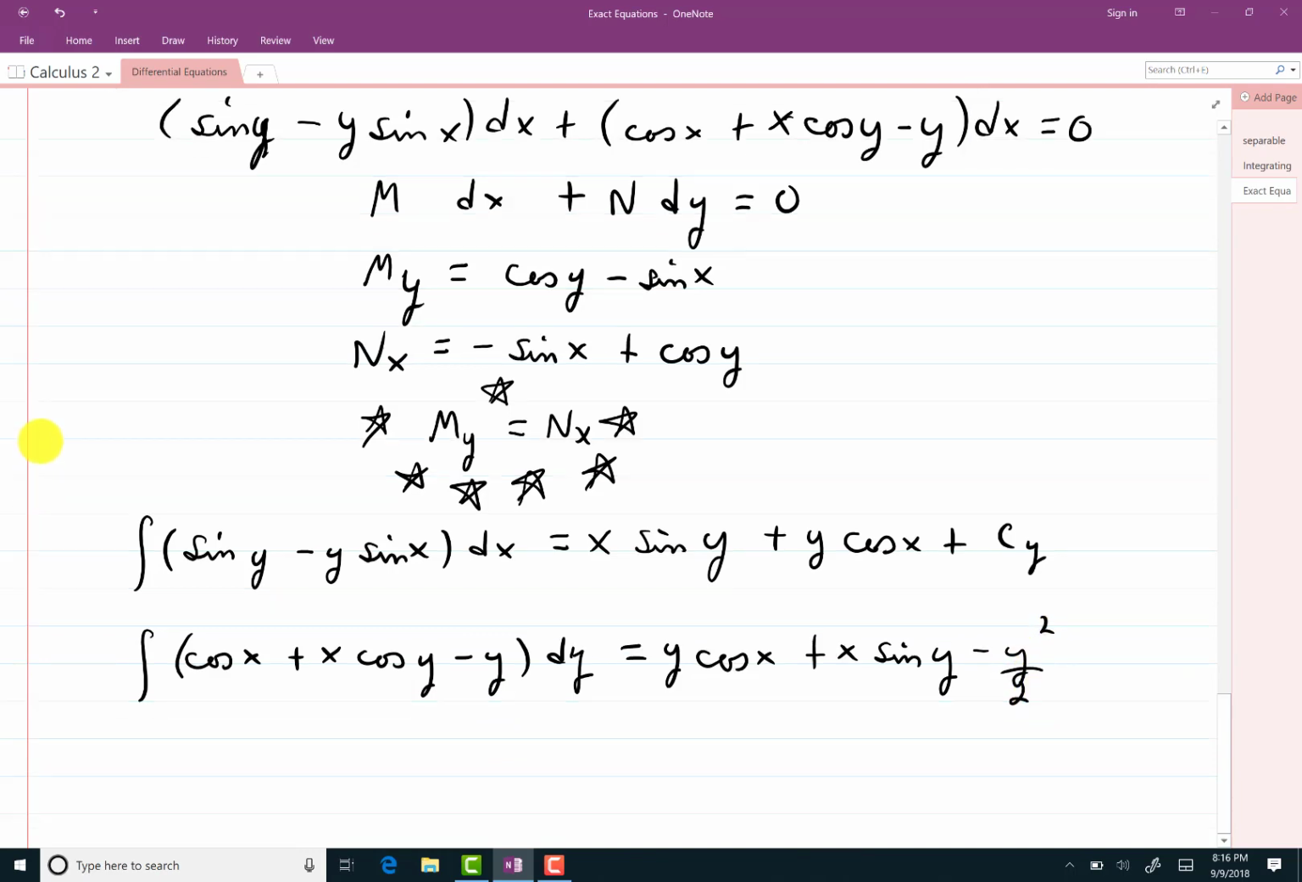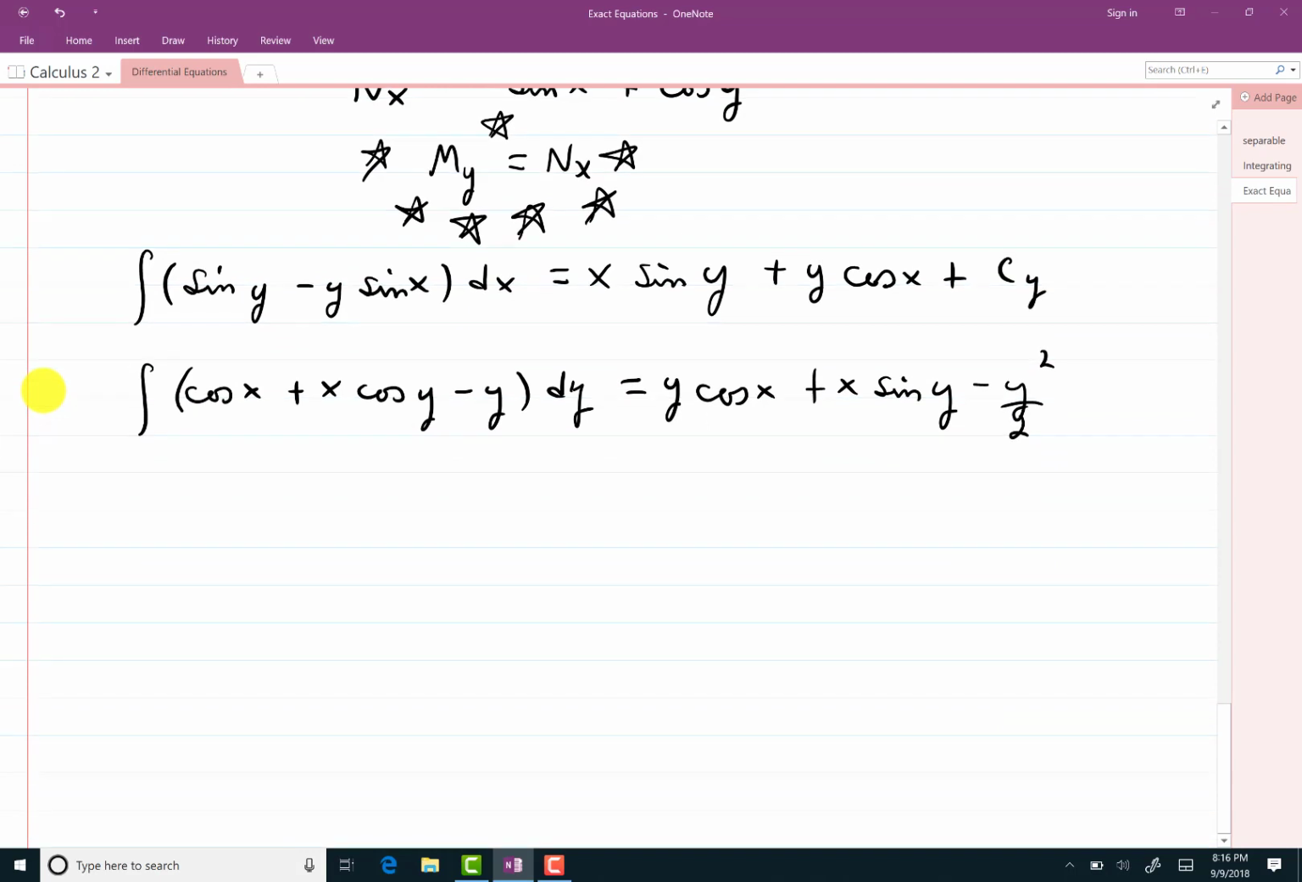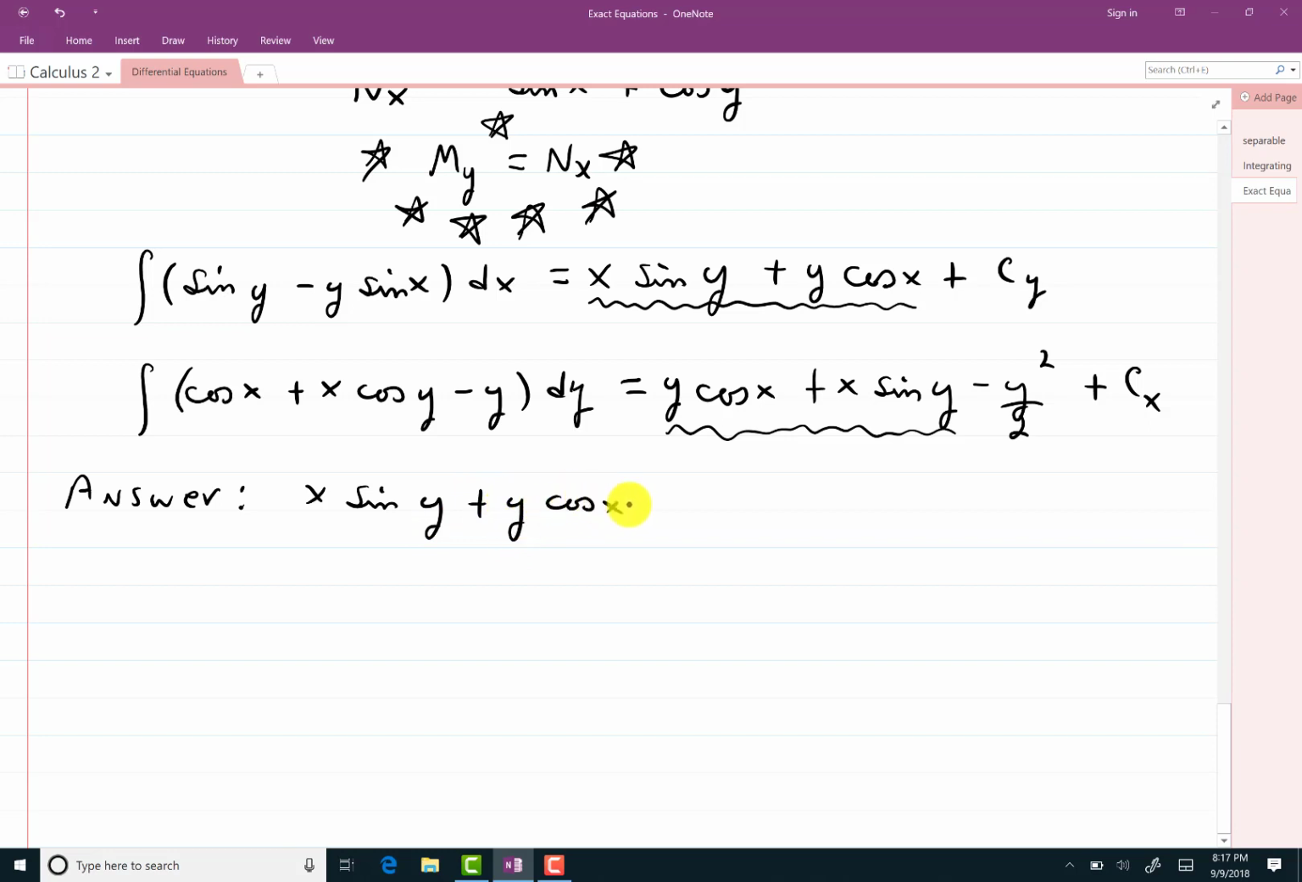Now what you want to do is locate the parts that are functions of just x, just y, and those that are a function of both of them. If you look here, this x sine of y plus y cosine of x appears in both. So that's part of my answer. So my solution, or my answer, is going to look like this. This is the part that has x and y both together, and they couldn't be stripped apart. So I have x sine of y plus y cosine of x.